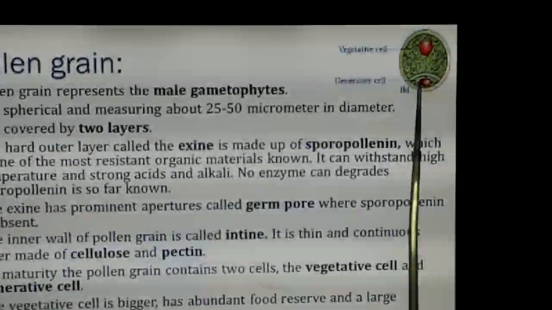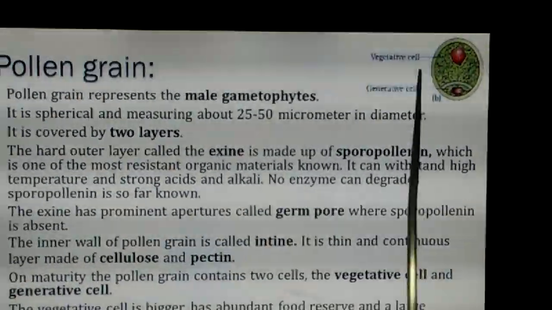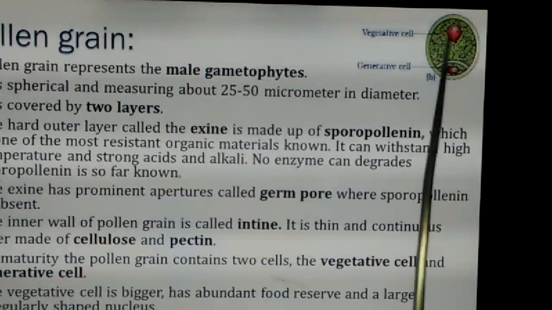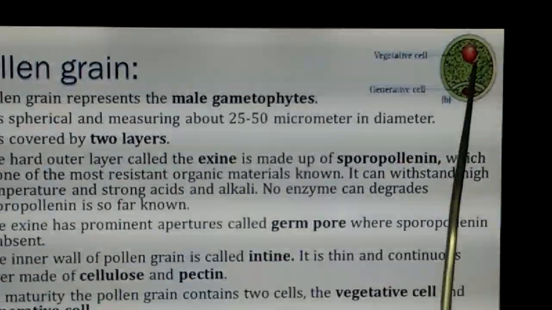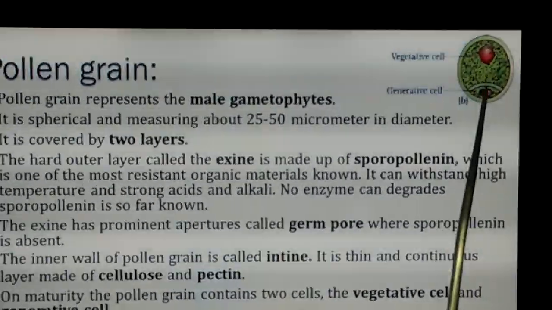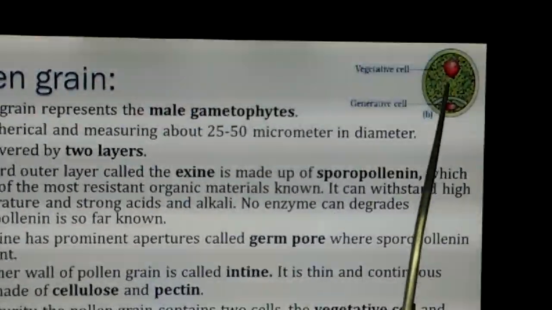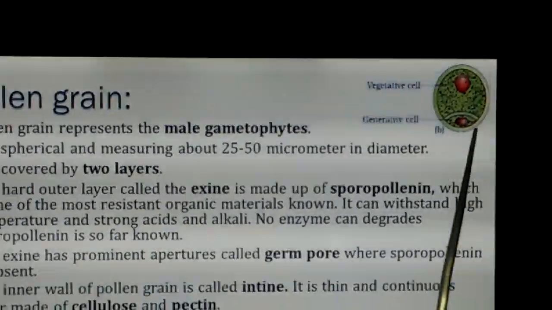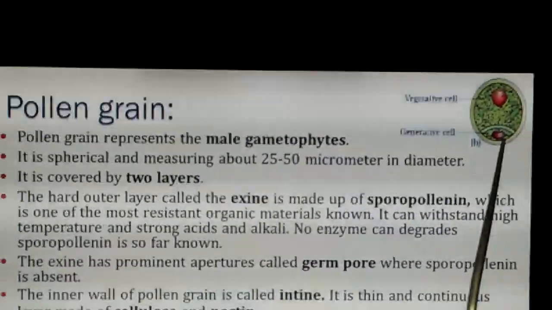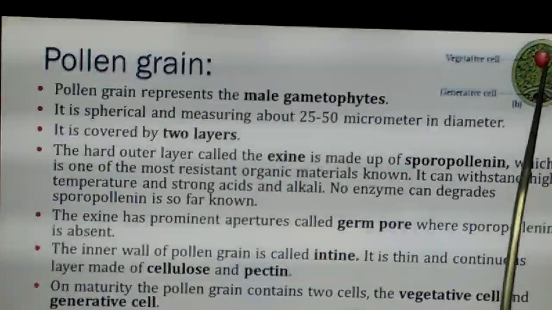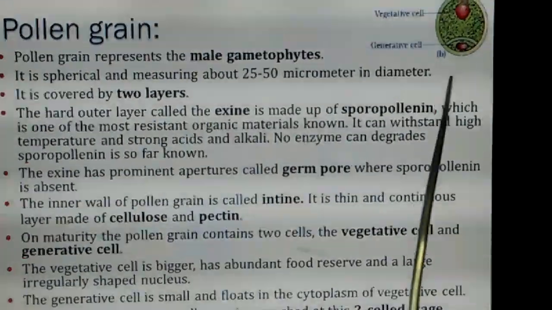The inner wall, you call intine. It is made up of cellulose and pectin. On maturity, the pollen grain contains 2 cells. Actually it was a single cell, but later, by means of mitosis, it divides into 2 cells. One is bigger and one is smaller. Why is it bigger and smaller? Here there will be unequal cytoplasmic division. When unequal cytoplasmic division occurs, one cell will be bigger and the other cell will be small. The bigger cell you call the vegetative cell, and the smaller cell you call the generative cell. The vegetative cell is bigger and contains a lot of food reserve. The generative cell is smaller.